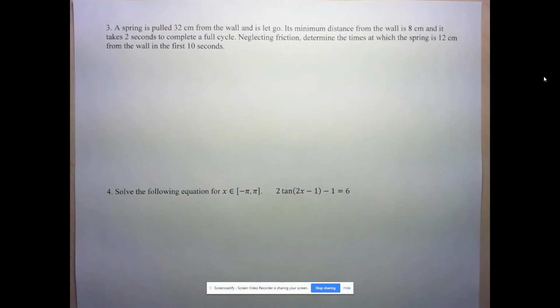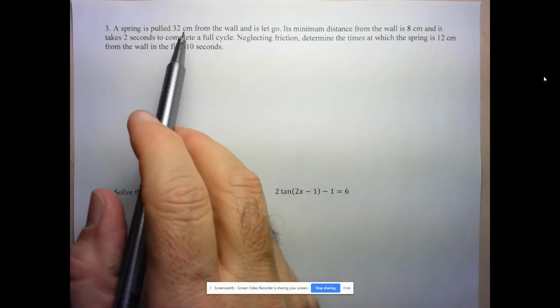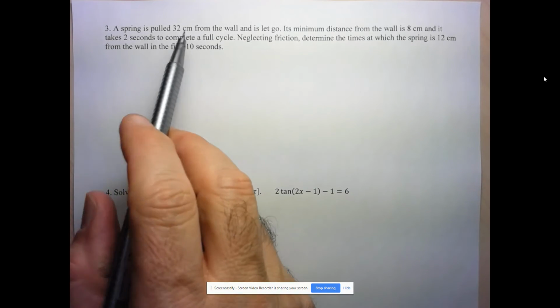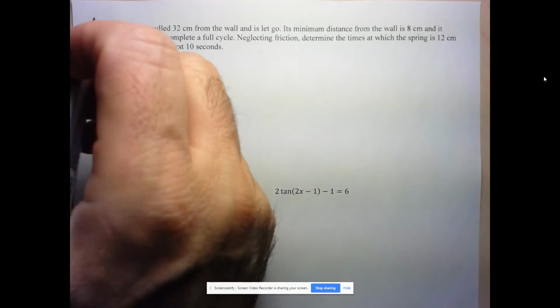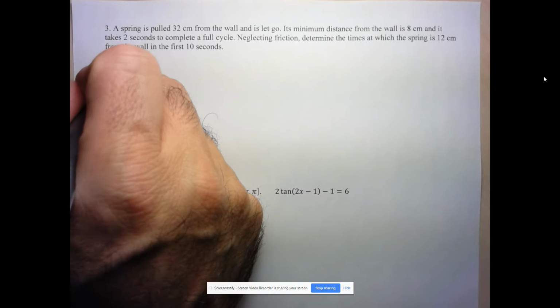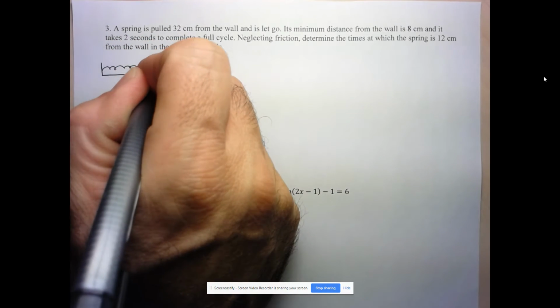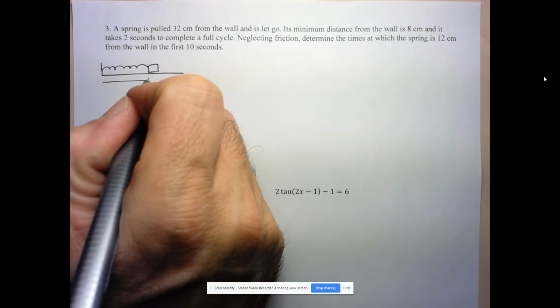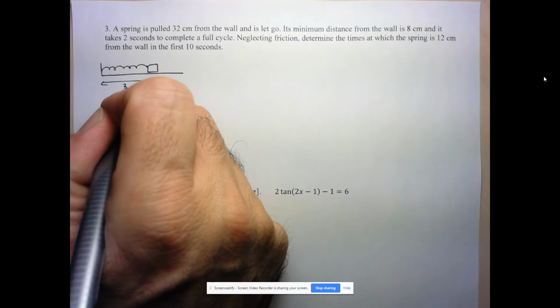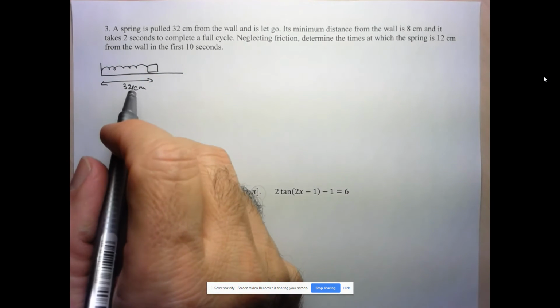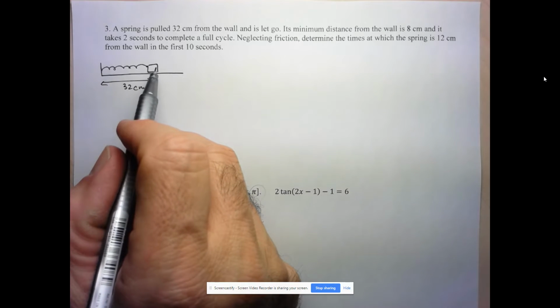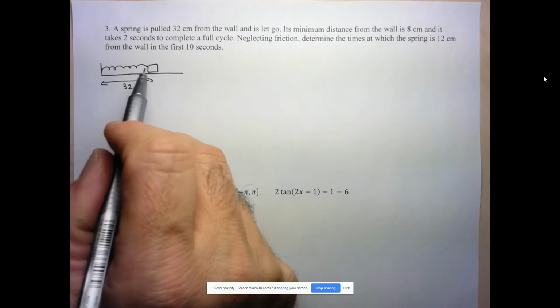Hi folks, we're going to take a look at number 3 from Unit 5, Lesson 5. Here we have a spring that's pulled to its maximum extension and then is let go. We've got our wall, and presumably a spring that is pulled to 32 centimeters and then is let go. Of course, what's going to happen is this is going to go back and forth.